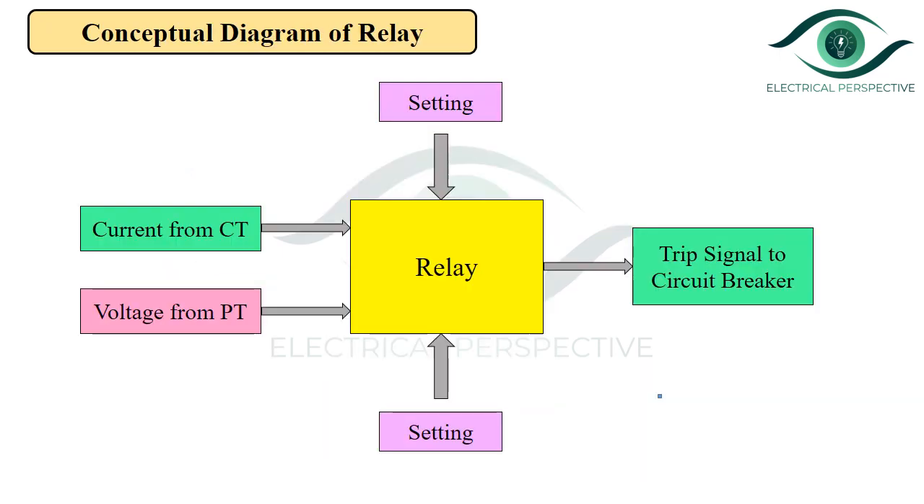Now let us see the conceptual diagram of relay. We know that the relay takes the decision based on the input received from CT and PT. For example, if it is an overcurrent relay and the setting is 5 ampere, meaning is that if the current exceeds the 5 ampere, then relay should send trip signal to circuit breaker.